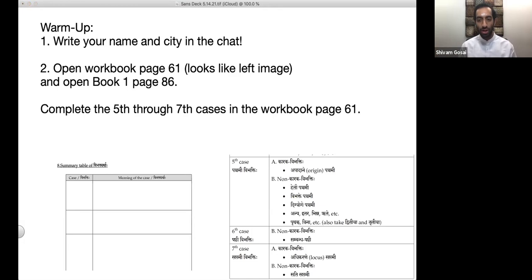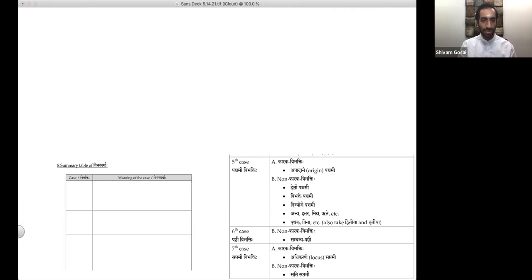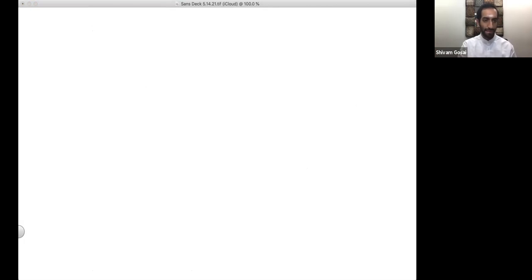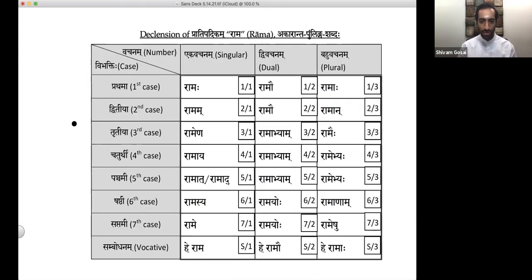I told you to open up the workbook. You don't need this now, but we will continue with this workbook, page 61, in the future. So just mark that. It's a good overview of what we've done with Vibhakti. Okay, so let's look at our Rama Shabda. We'll go all the way from first case to sixth case, and today we're going to start with seventh case.